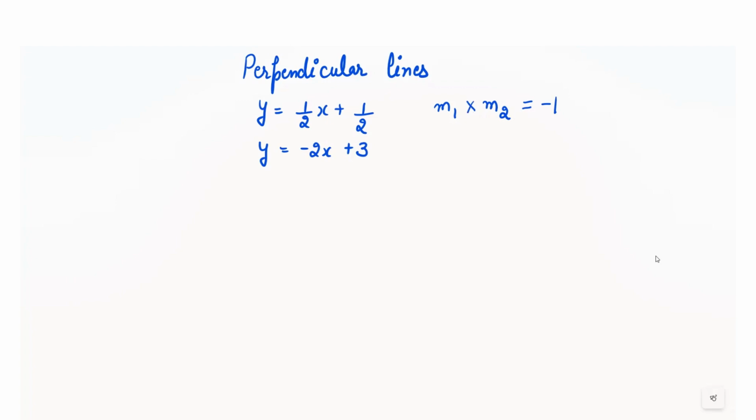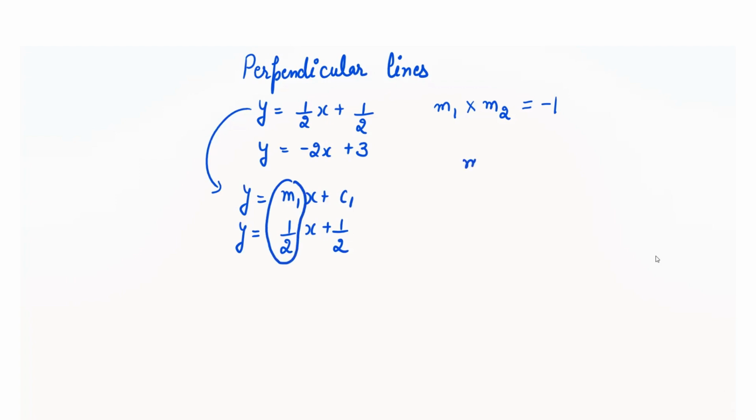So for that, we will compare the first equation with y = m1x + c1 to calculate the value for m1. So I write down below the equation y = 1/2 x + 1/2. So that means the value for m1 is 1/2. Similarly, I'll compare the next equation with y = m2x + c2 to calculate the value for m2. I'll write down here y = -2x + 3. And if I compare, I will get the value for m2 is equal to -2.